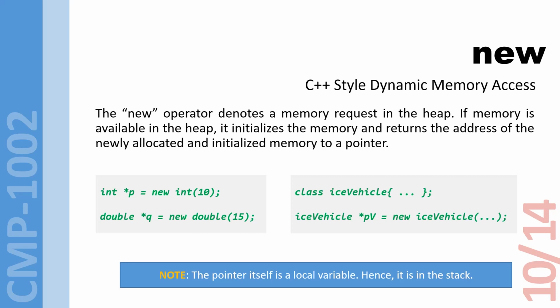So the zeroth item of this 10 integer, let's say, array or memory slot will be returned as the return value of the new operator. And therefore, I'm just going to put it inside this integer pointer. If I open up a double array in the heap using this new double 15, then the return type of this new operator is going to be a double address, which can only be kept inside a double pointer.